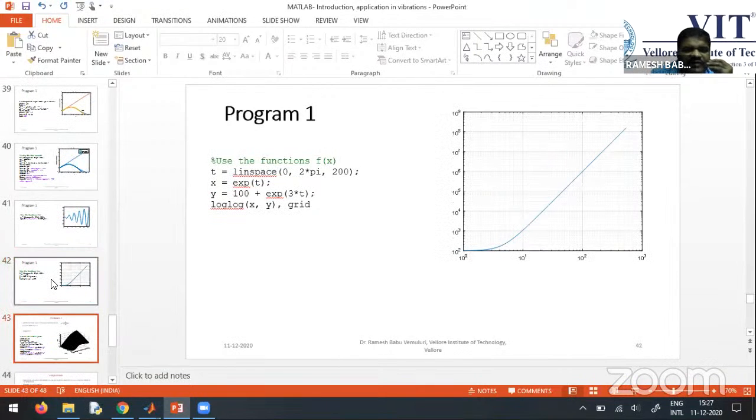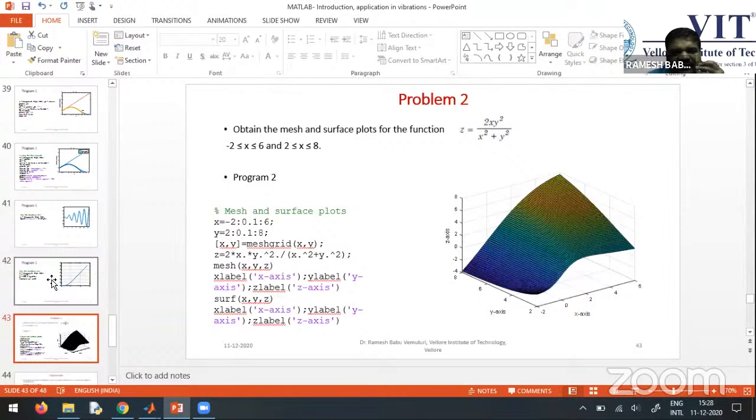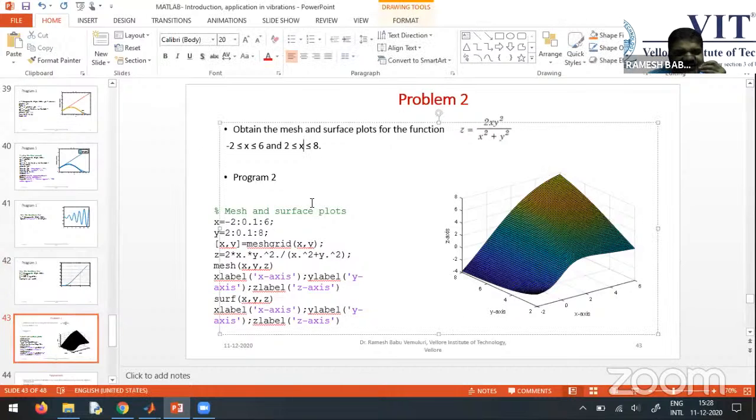So then we can see the next one called the problem 2. Obtain the mesh and surface plot of the function z is equal to 2xy square by x square plus y square. X is having a limits and sorry, y is having the limits. This is y limit. These are called y.